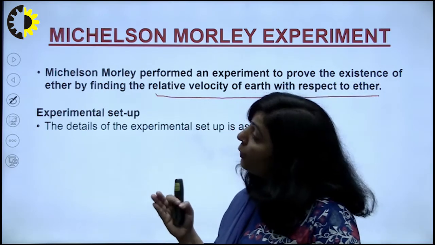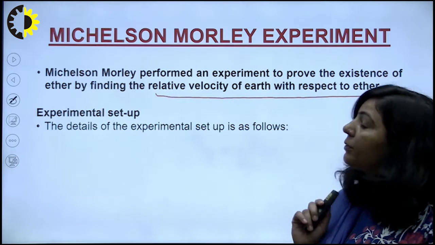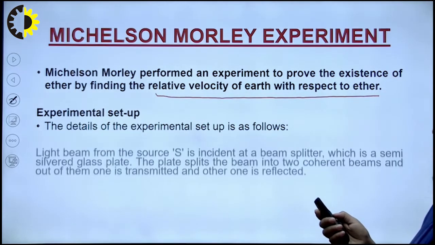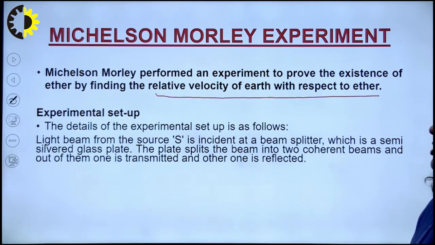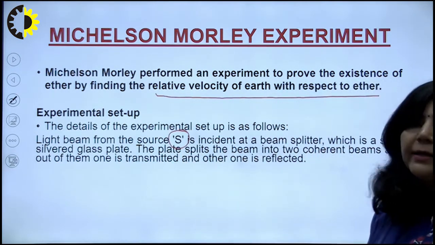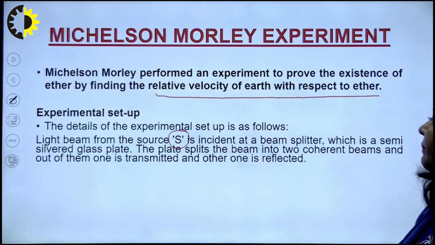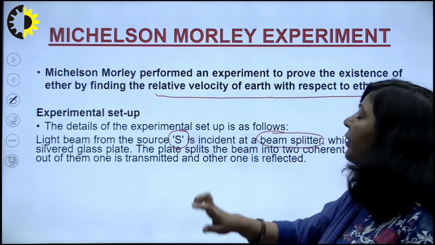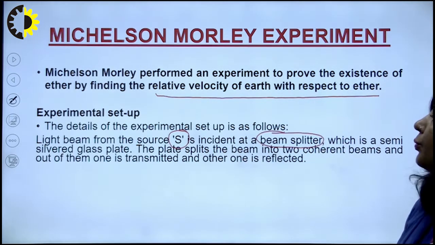Now the next point is, in any experiment, you should know the experimental setup with the help of which you will perform that experiment. So now I am going to describe the experimental setup here. First we have a source of light. So there is a monochromatic source of light S. Then there is a beam splitter. Beam splitter means when light is incident over it, it will divide the light into two parts.